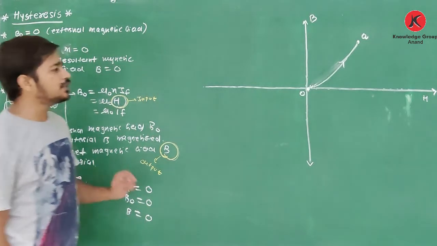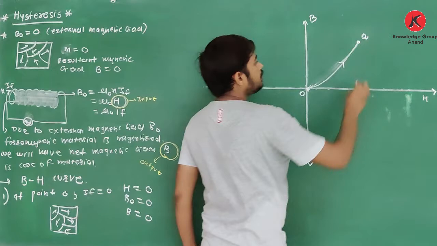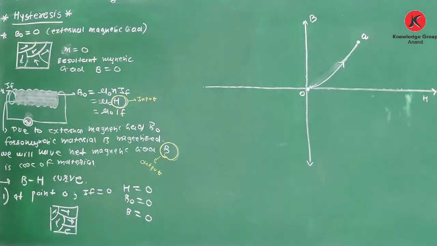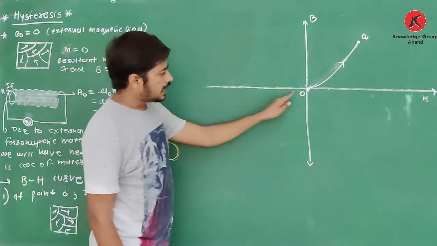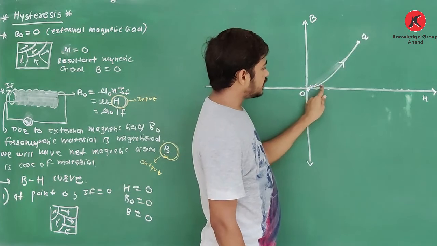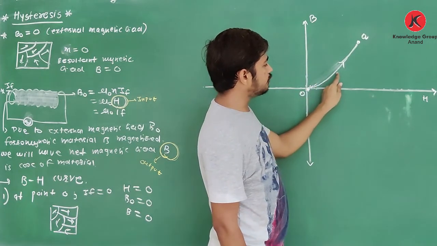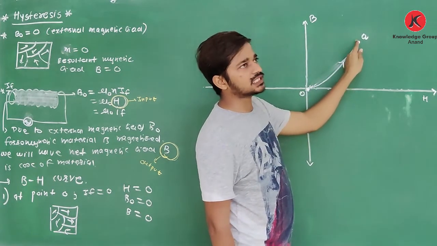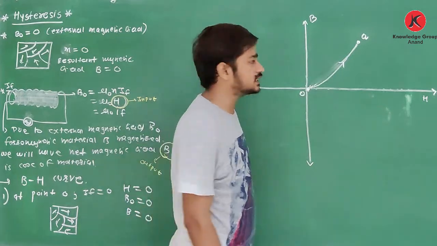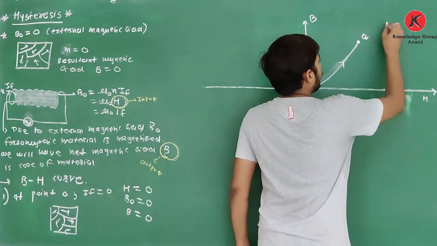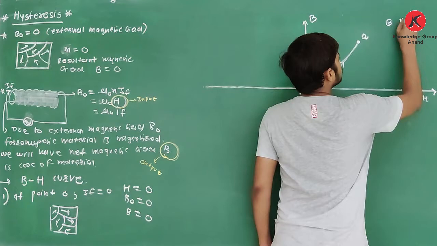Okay, at point A, what happens at point A? At point A, current in solenoid increases, magnetic field increases. At point A, magnetic field becomes maximum.